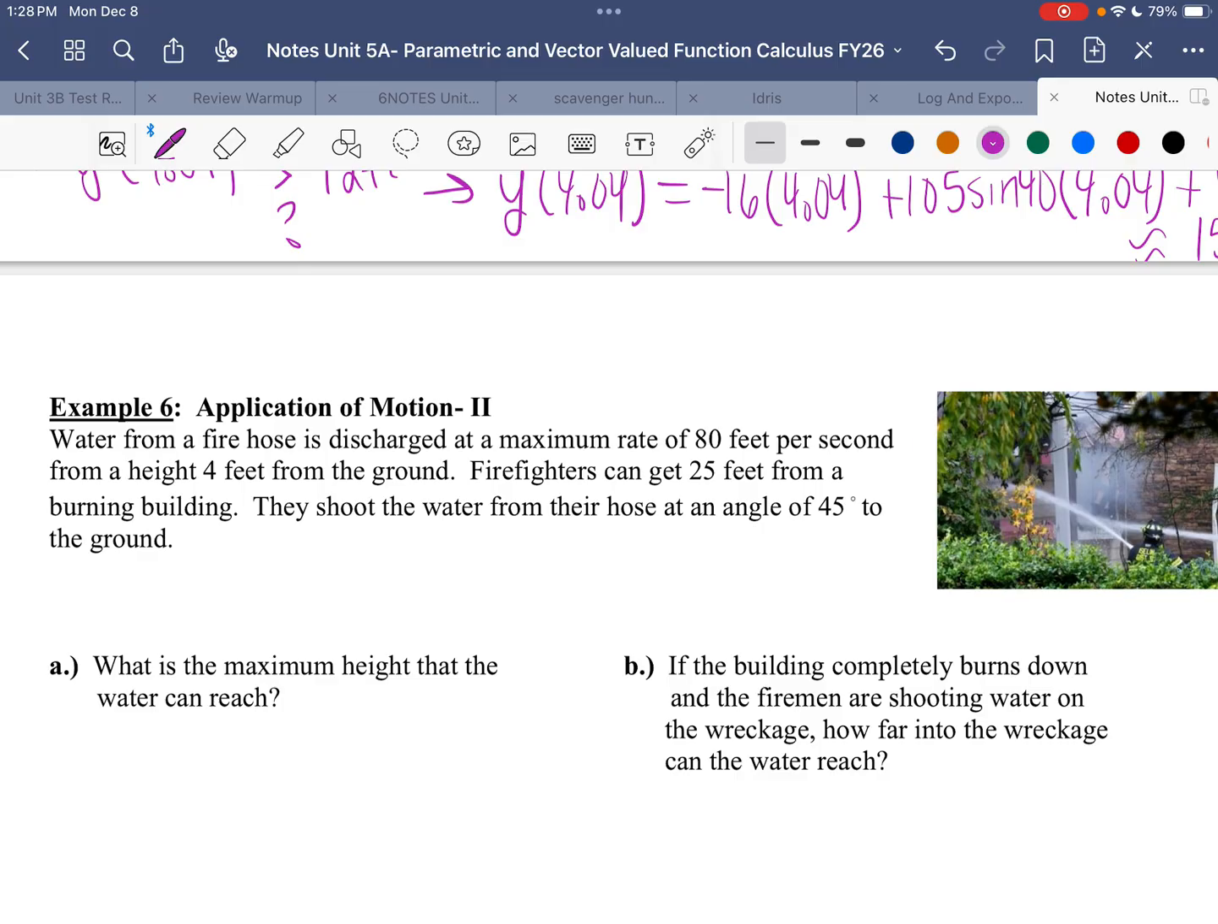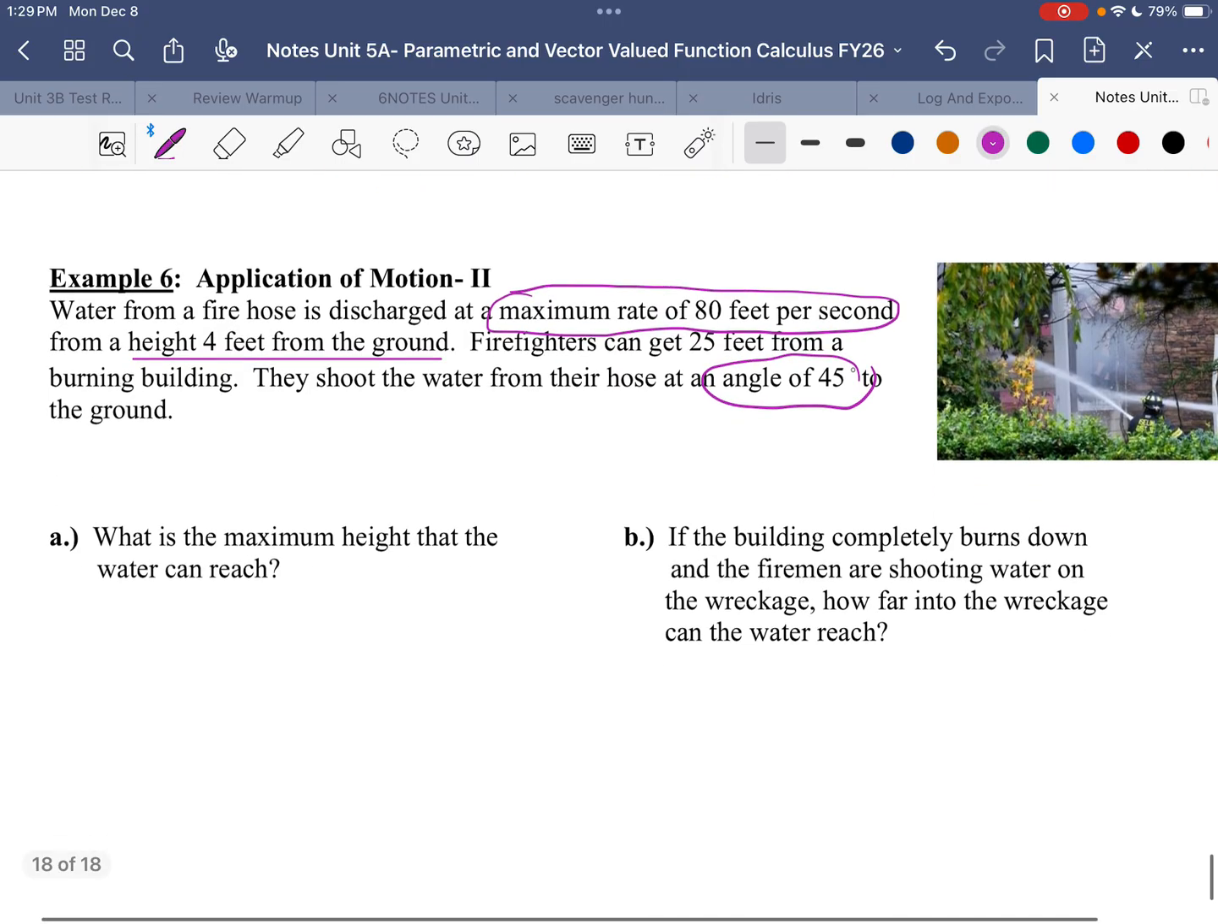The water from a fire hose is discharged at a maximum rate of 80 feet per second from a height of 4 feet from the ground. Rate means velocity. A firefighter can get 25 feet from the burning building. They shoot the water from their hose at an angle of 45 degrees. What is the max height that the water can reach?